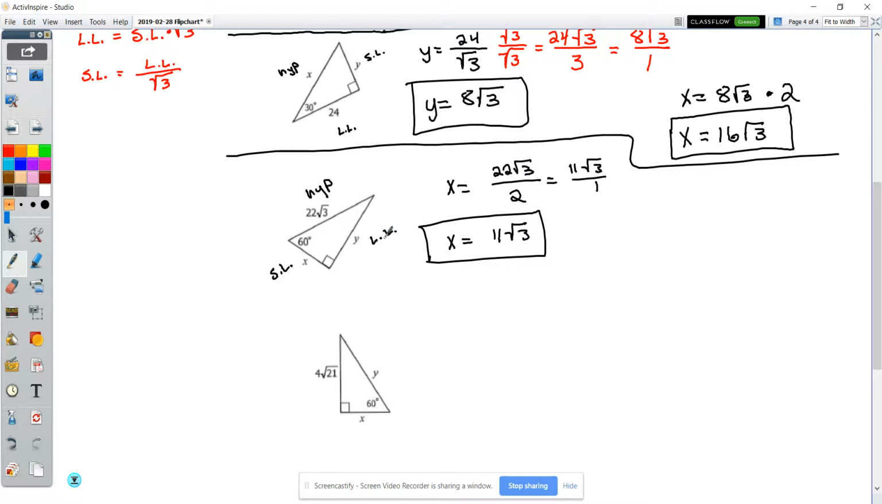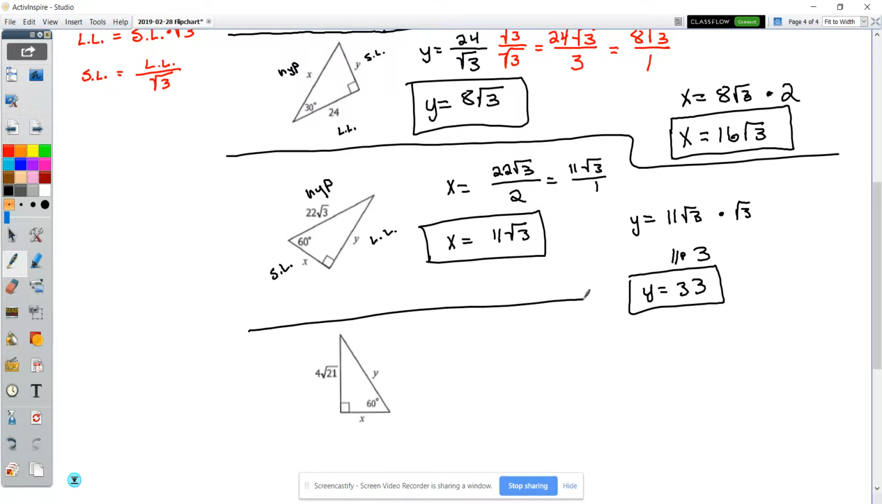Now, between the short leg and the long leg, the relationship is the square root of 3. It's square root of 3 times larger. So to find the long leg, I'm going to take the short leg, 11 square root of 3, times the square root of 3. Now, I can multiply these square roots together to get the square root of 9, which is just 3. So I end up with 11 times 3, right? Square root of 3 times square root of 3 is just 3. 11 times 3 is 33. So I end up with the long leg has a length of 33.